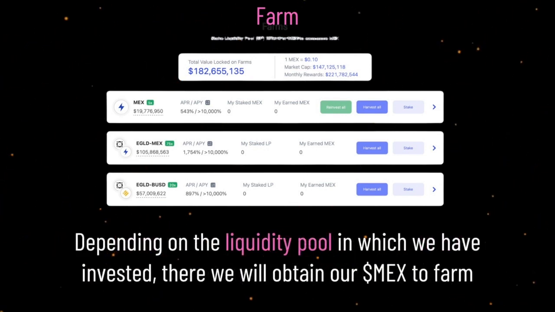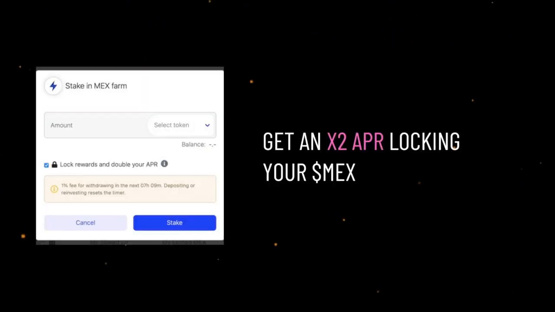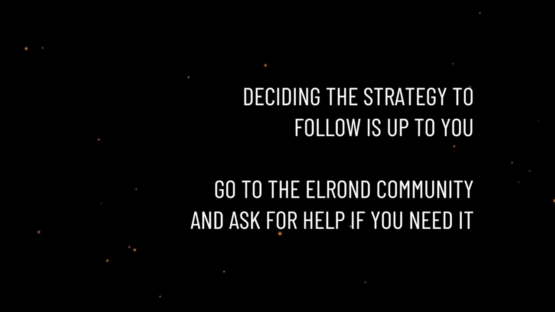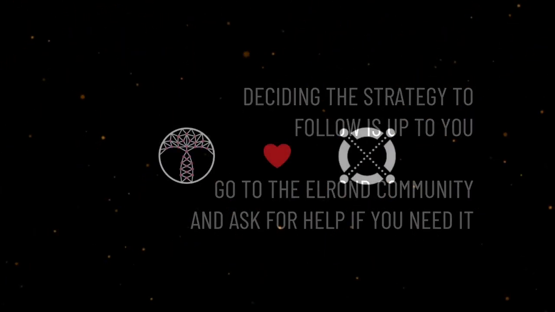Depending on the liquidity pool that you have chosen initially, you'll have to operate from its corresponding section in the farm of MAIAR Exchange. If you want to get a double APR, select the option to block your farm tokens. Deciding the strategy to follow is up to you. Go to your Elrond community and ask for help if you need it. That was easy, right?